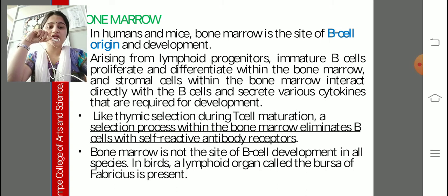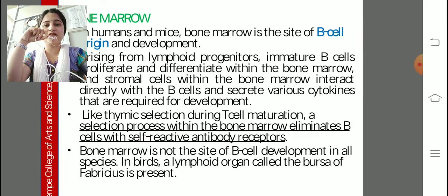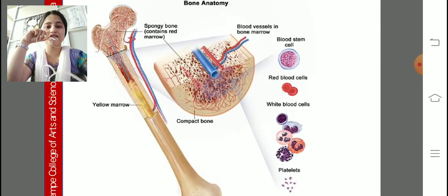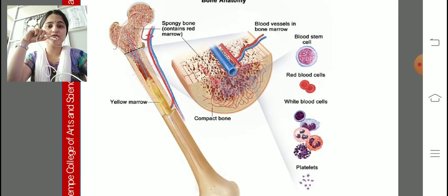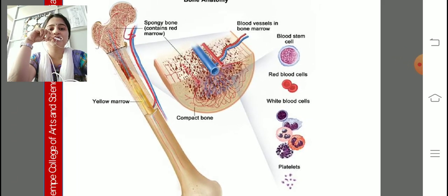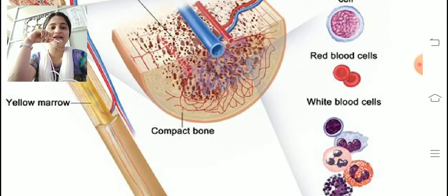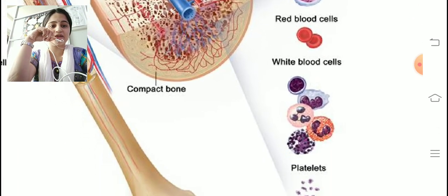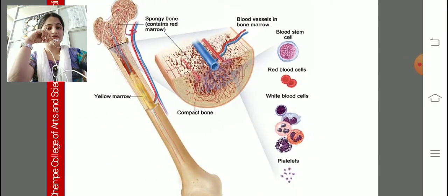Bone marrow is not the site of B cell development in all organisms, like birds have the bursa of Fabricius. This is a very beautiful diagram of a femur bone. You can see this bone is hollow from inside, but the spongy part of the bone contains the marrow. The marrow is nothing but densely packed cells. What are those cells? You can see they are the red blood cells, white blood cells, and platelets. So this is how the bone marrow looks.